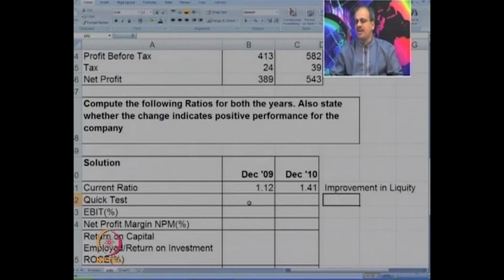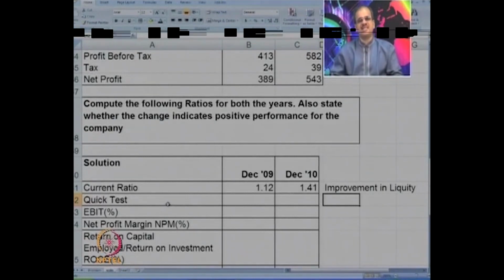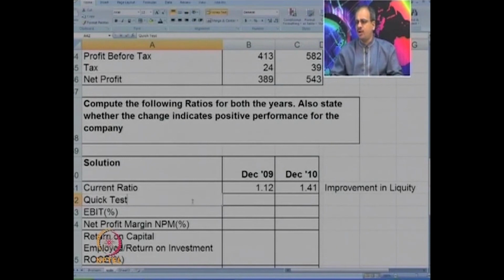Next ratio, they have given quick test. What is the formula for quick test? I will try to write the formula also for your benefit. Do you remember? Quick test or acid test or quick ratio or liquid ratio, it is essentially a relationship between quick assets upon quick liabilities. So, quick assets are more or less same as current assets. However, we do not include loans and advances. We also do not include stock.